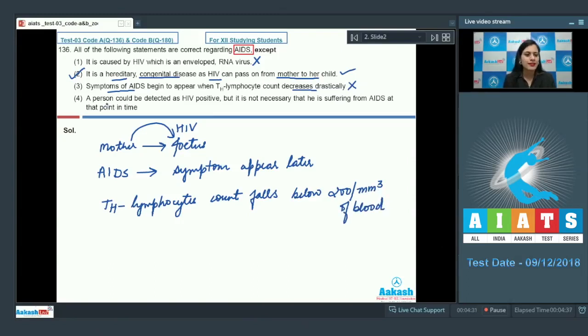Our last statement is, a person could be detected as HIV positive, but it is not necessary that he is suffering from AIDS at that point of time. And as it is also a correct statement, so this cannot be a correct answer because there is always a time lag between the infection and the appearance of AIDS symptoms. The period may vary from few months to many years. So this is an incorrect option. So the correct answer for this question is option number 2. Let's discuss our next question.